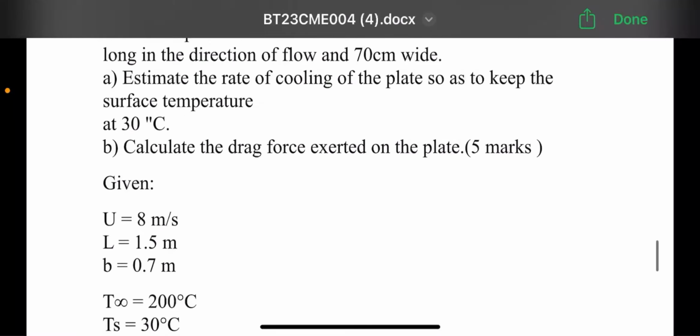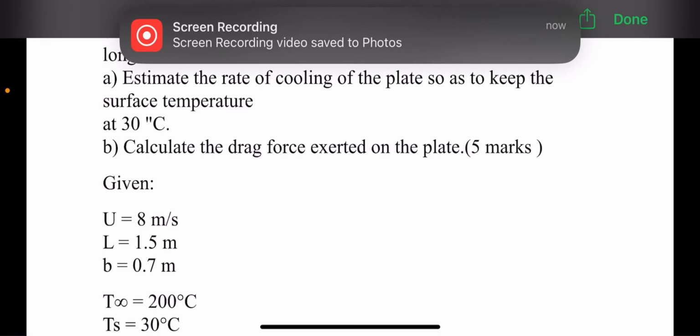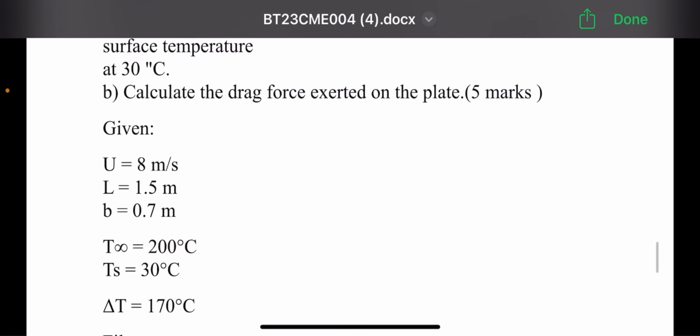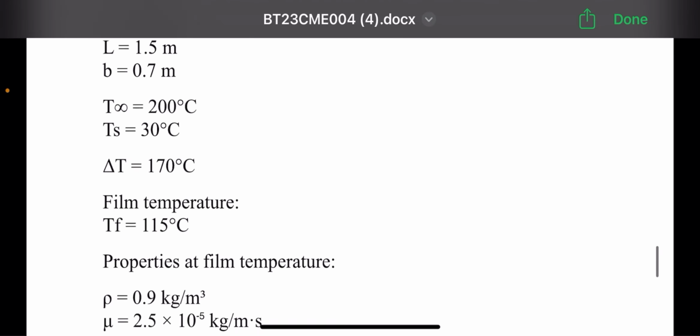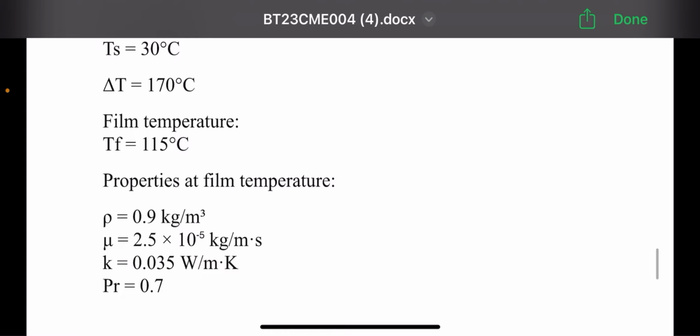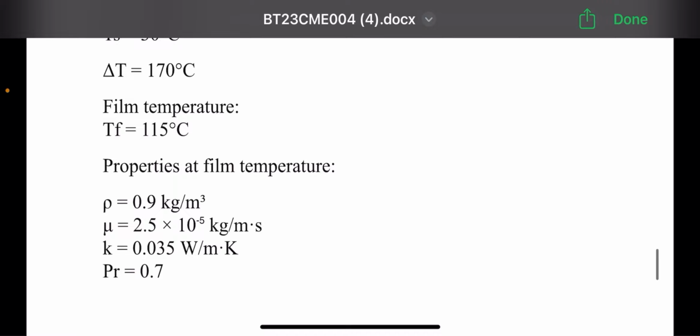We have given velocity equal to 8 meters per second, length equal to 1.5 meter, width equal to 0.7 meter, T∞ equal to 200, T at the surface equal to 30 degrees Celsius, ΔT is 170 degrees Celsius, film temperature Tf is equal to 115 degrees Celsius. We have some properties at film temperature: density is equal to 0.9, viscosity is equal to 2.5 × 10^-5, k is equal to 0.35 and Prandtl number is equal to 0.7.